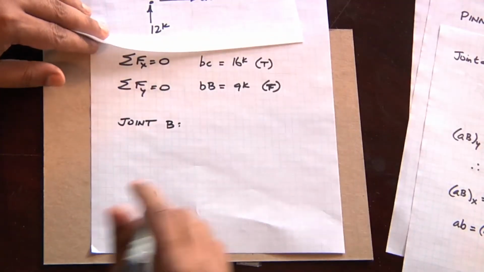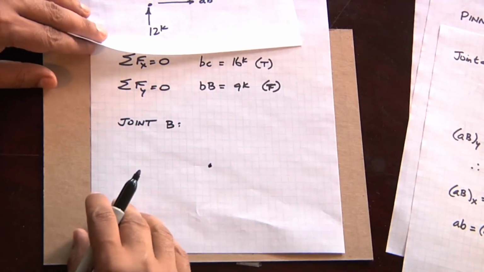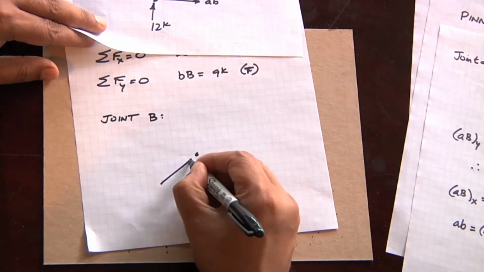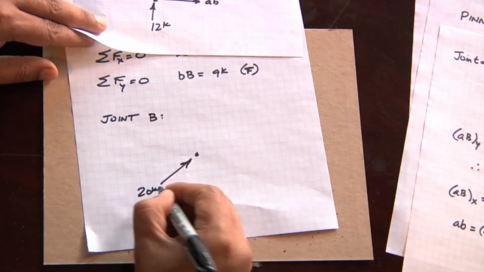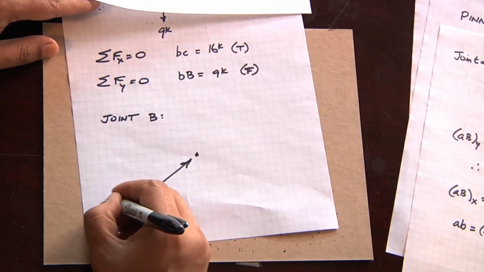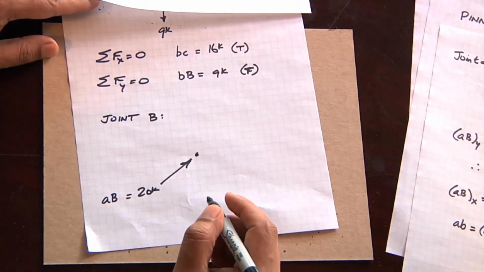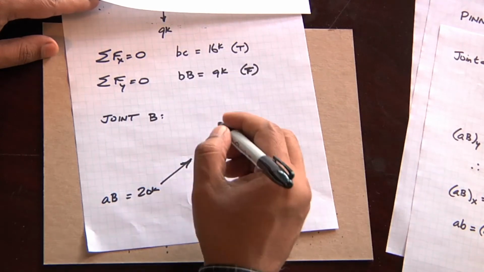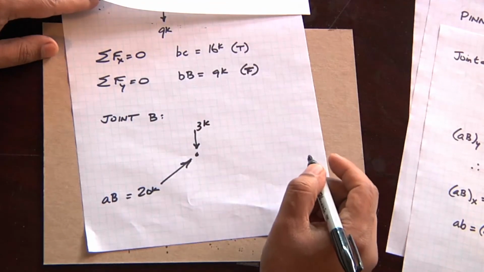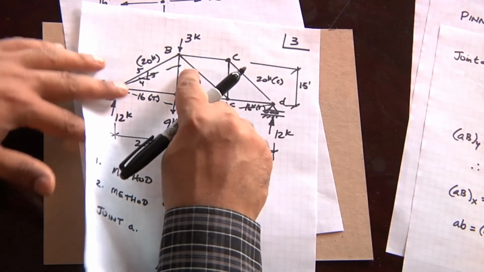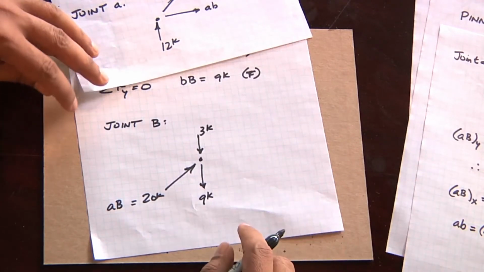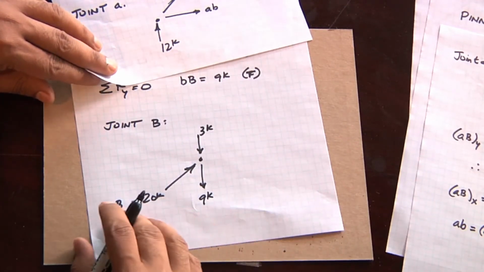So joint B, we have 20 kips in compression. That's 20 kips coming in from here, from the chord force A, capital B, coming in that direction. We have a 3 kip downward load from the load on top. We have 9 kips in tension pulling down, which we've already solved for. So what are we missing?